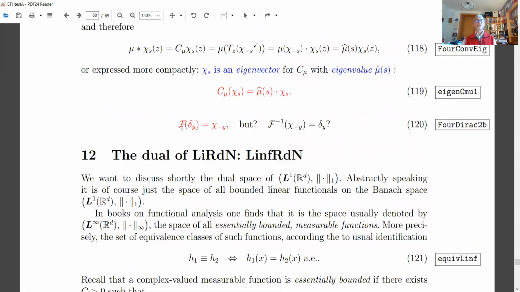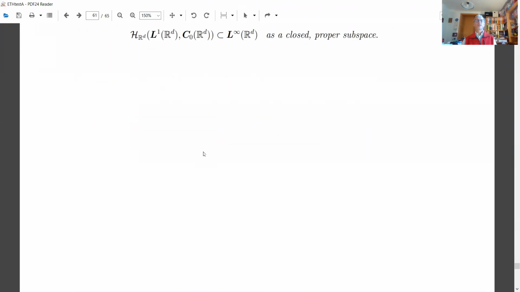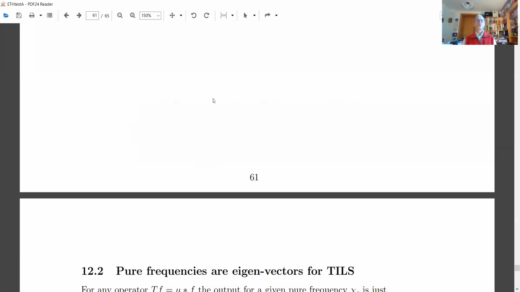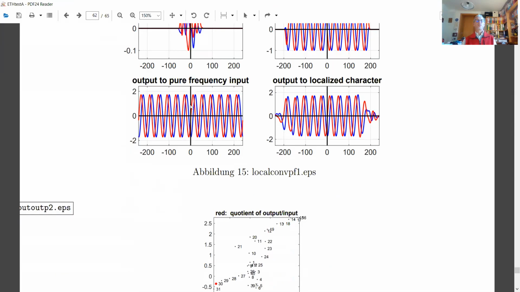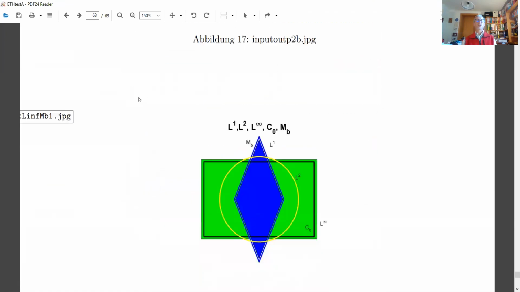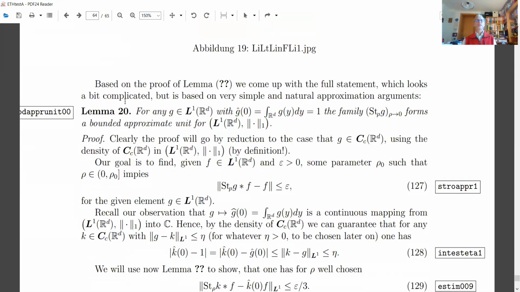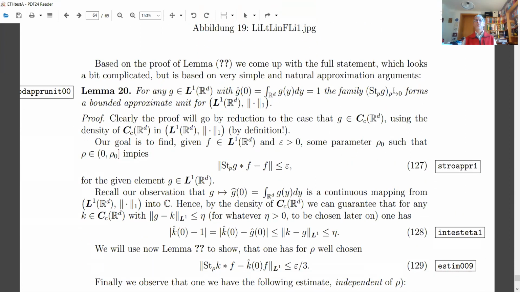Sorry. Yeah, here. We have seen the dual space, or you have not seen it, I'm sorry, I will redo it. But I wanted to show you this lemma. One of the things that will be quite relevant for us later on is the existence of approximate units.